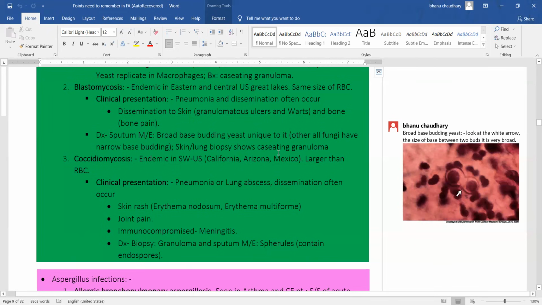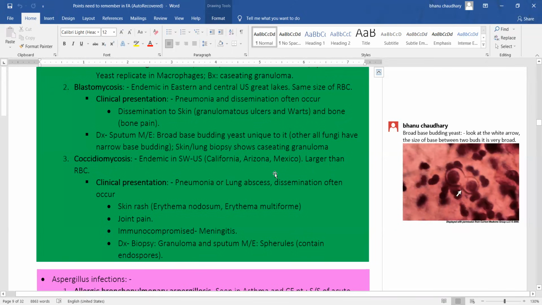Okay, and you need to know that the spherules are larger than the size of RBCs, and that's why they cannot be engulfed by the macrophages, unlike histoplasmosis. So in the clinical presentation, you will get the pneumonia, or sometimes you can even get the lung abscess. And yeah, you will get the pneumonia and lung abscess also in case of Klebsiella. But do not confuse Klebsiella and coccidioidomycosis, because in coccidioidomycosis you will get the skin symptoms and the joint symptoms also. But in case of Klebsiella, you will get just the pneumonia and the abscess only.